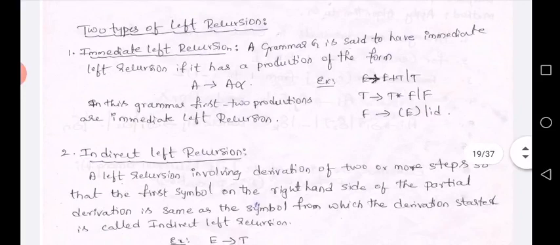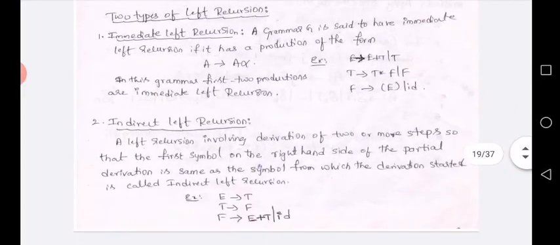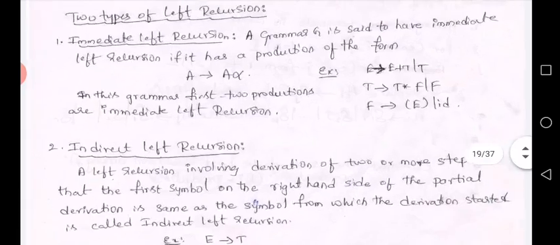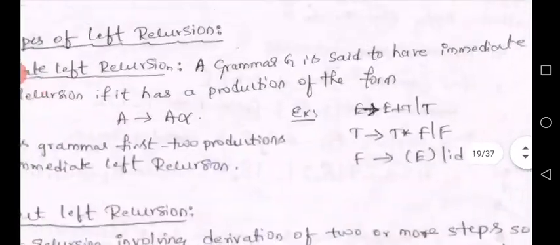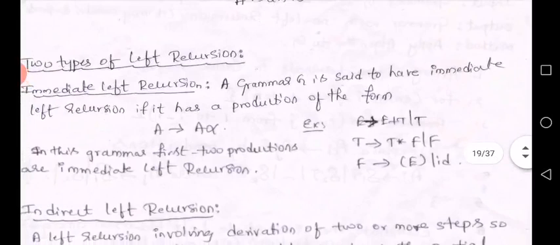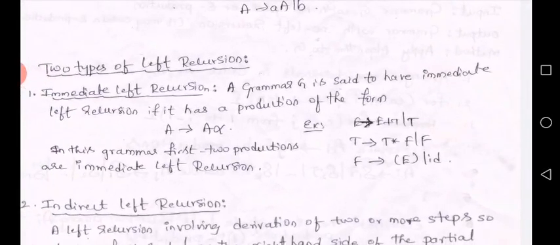There are two types of left recursion. We call them immediate left recursion and indirect left recursion. Immediate means it follows immediately. A grammar G is said to have immediate left recursion if it has a production of the form A derives A alpha. Here we have three examples: E derives E plus T or T, then T derives T into F or F, then F derives open bracket E or ID. In this grammar the first two productions are immediate left recursions, the third one is not.